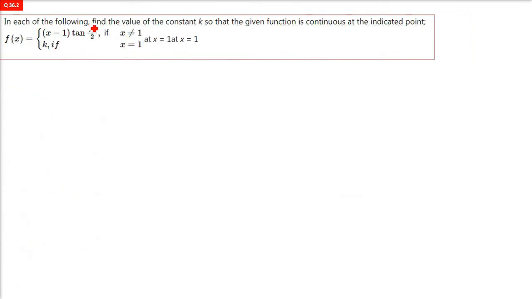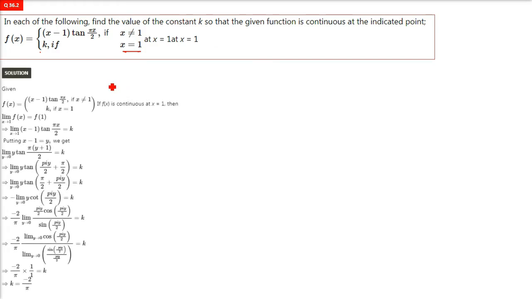In each of the following, find the value of the constant k so that the given function is continuous at the indicated point. x equals 1, k. x not equal to 1, this one. Okay, so there are ways you can do it. First, I'll tell you a way in which k will come as a different number. So let us start with the way which is very normal. (x minus 1) tan (pi x by 2). And we can just apply the limit here. And we know that when we apply the limit, x tends to 1.